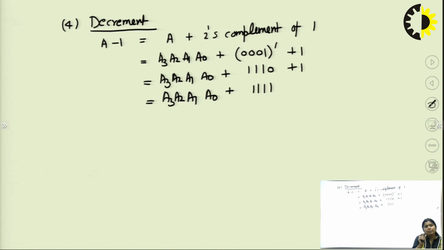So 1 can be written as 0001, and the 2's complement is 1111, that is four ones. So we are adding A plus 1111. It means the decrement operation will be performed when A is added with the four 1 values.